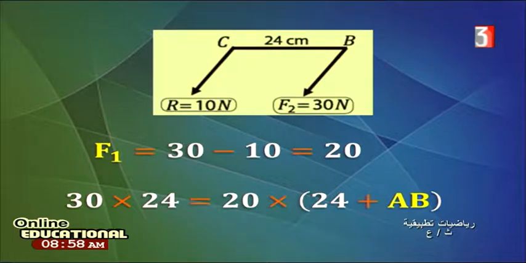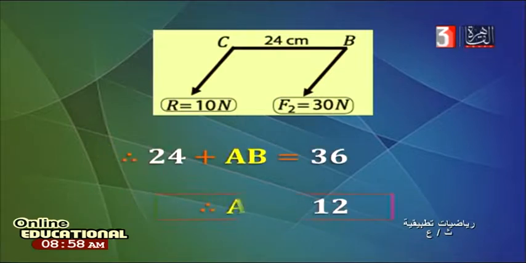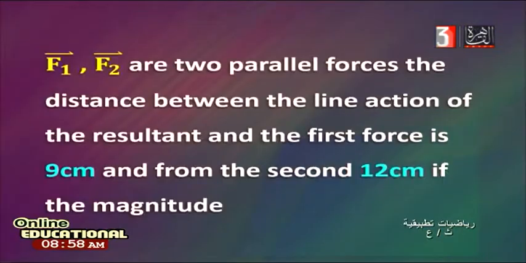By using moments, 30 times 24 equals 20 times (24 plus AB). Therefore, to calculate AB, AB equals 36 minus 24 equals 12.